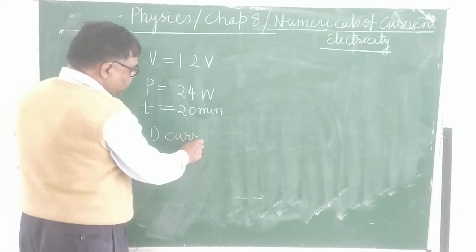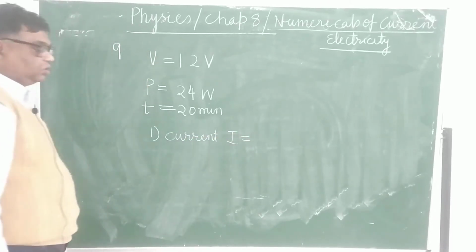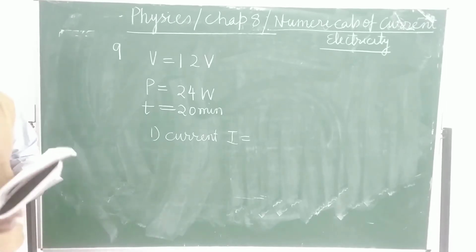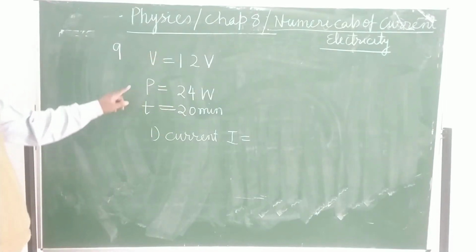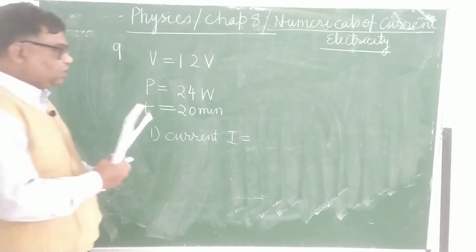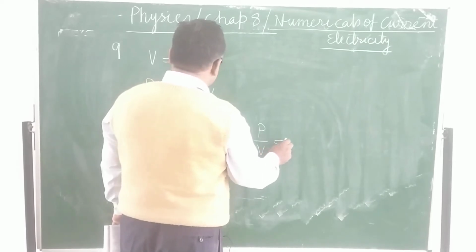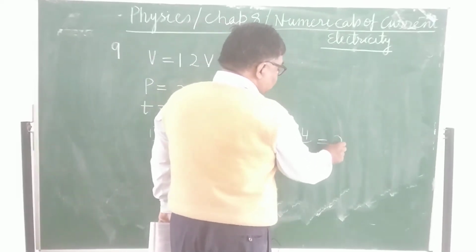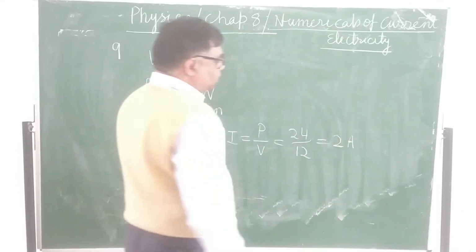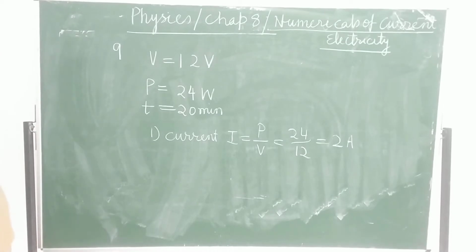You can find current I equals to, which formula you will use? You will use the formula according to the given things. It's clear? Here P is given, V is given, so we can use P upon V. P upon V equals 24 upon 12 equals 2 ampere. It is clear? Then the second part is energy consumed.